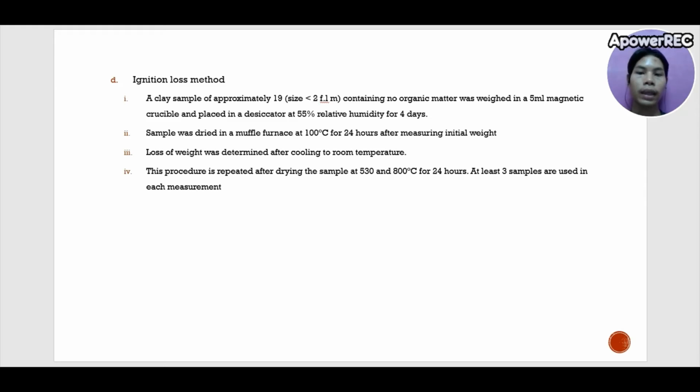And then is ignition loss method. So a clay sample of approximately 1 gram, with size smaller than 2 micrometers, containing non-organic matter was weighed in a 5 milliliter magnetic crucible and placed in a desiccator at 55% relative humidity for about 4 days. Samples were dried in a muffle furnace at 100 degrees Celsius for 24 hours after measuring initial weight. Loss of weight was determined after cooling the samples to room temperature. So this procedure is repeated after drying the sample at 530 and also 800 degrees Celsius for about 24 hours. At least 3 samples are used in each measurement.